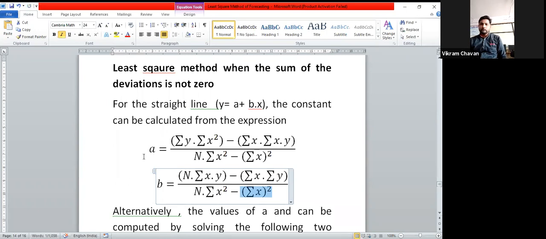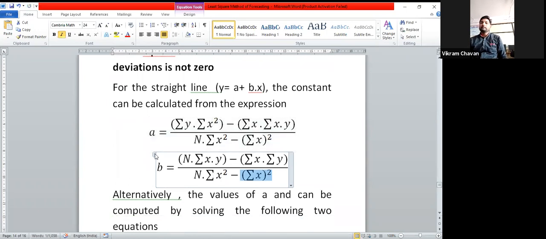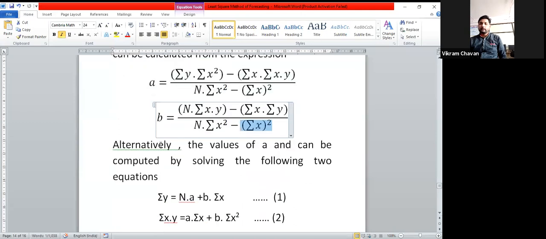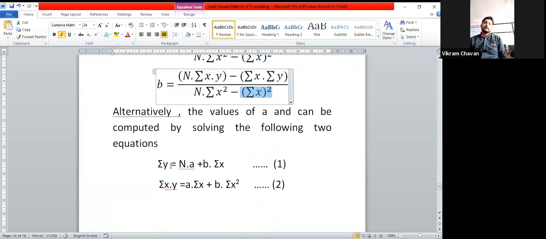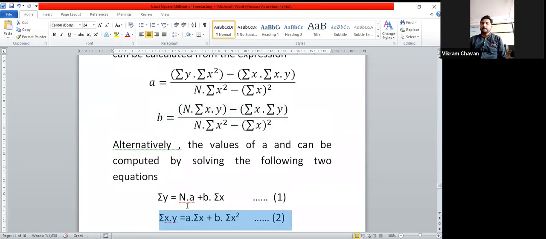Alternatively, we can determine these two values by using our normal equations. Summation of y is equal to n multiplied by a plus b multiplied by summation of x. That is our first normal equation. And the other equation is summation of x multiplied by y is equal to a multiplied by summation of x plus b multiplied by summation of x square. So we can find a and b by using these two equations.